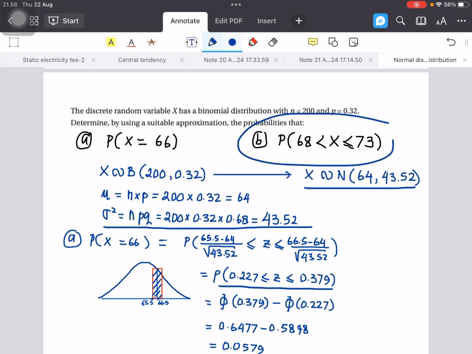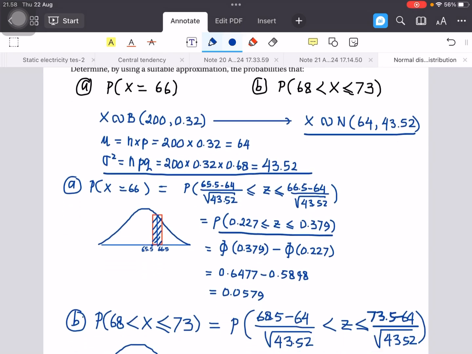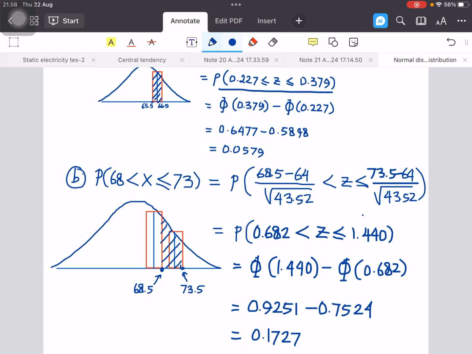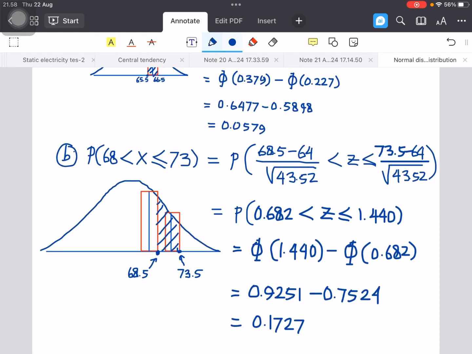And then for part B, we are asked to find probability 68 less than X less than or equal to 73. So now in this diagram, we have two rectangles. One rectangle is for X equals 68, but we do not shade this rectangle since we don't have an equal sign there. And the second rectangle is for X equals 73. The second rectangle we shade because we have an equal sign. So we include X equals 73.